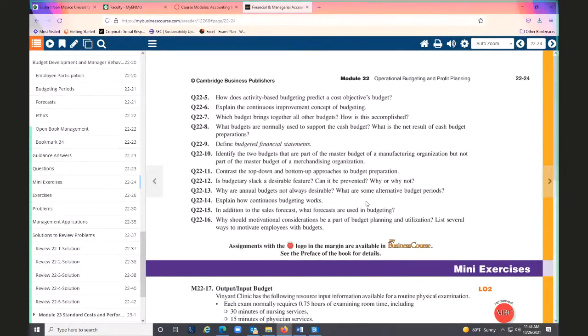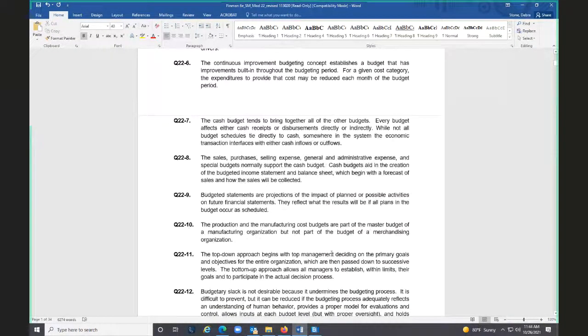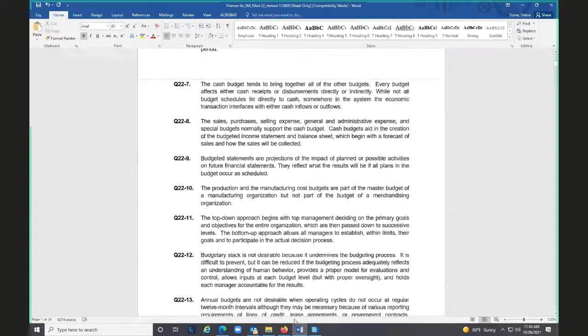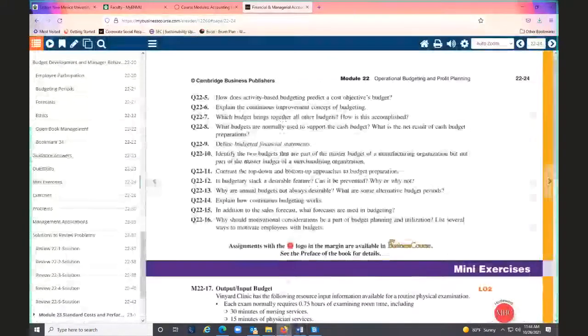And then the next one: identify the two budgets that are part of the master budget of a manufacturing organization. So the production and manufacturing budgets are a big part of the manufacturing budget. They would be budgeting for everything from raw materials through all the manufacturing processes, etc. So you probably have seen that maybe in managerial accounting, I'm assuming.